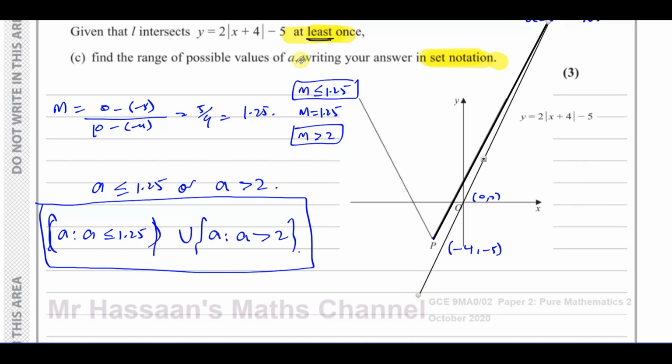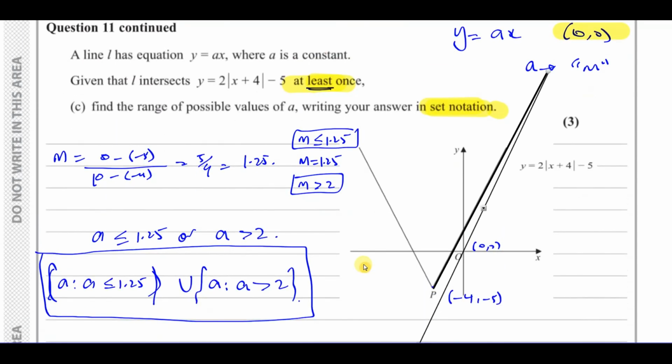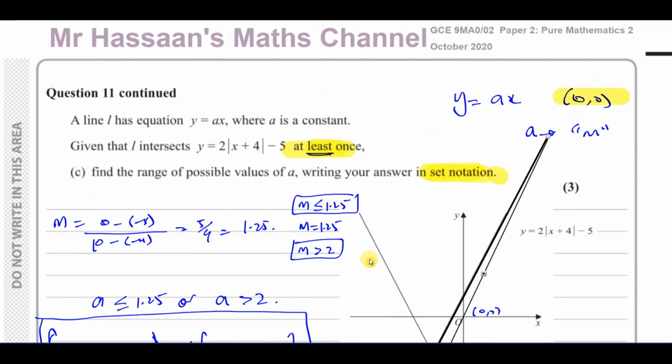They asked us to use A, and I used A in the end, because they gave us A as a gradient there. So there's the answer to question number 11. I hope that was clear. This question, as I said, is from the October 2020 UK A levels, but it's very much relevant to P3 in the international A level.